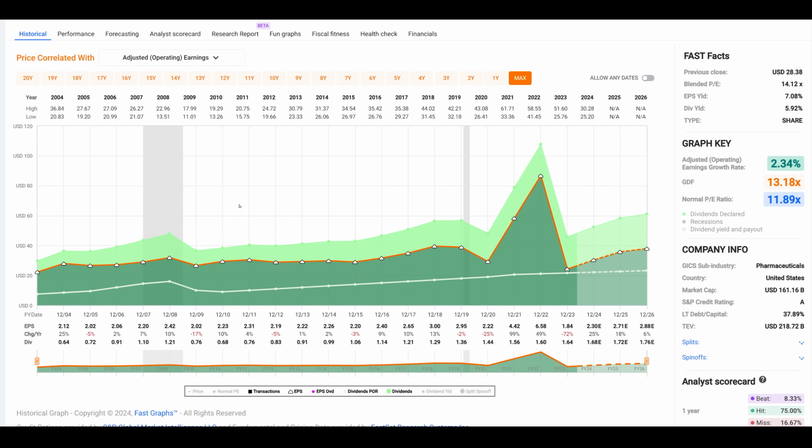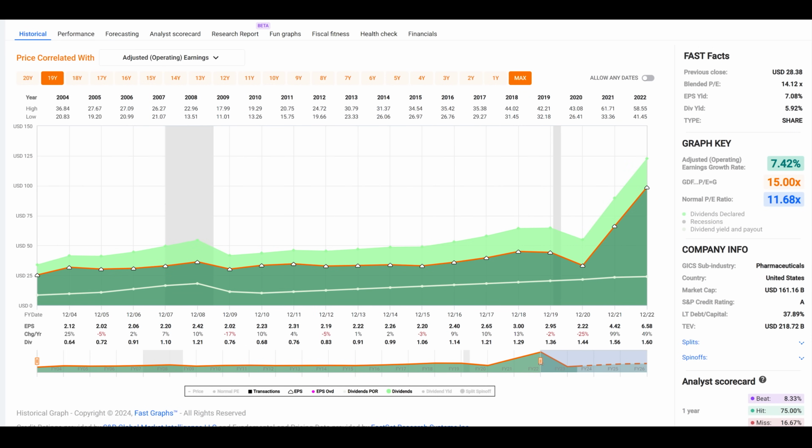But this is an analytical tool, this thing called FASTgraphs, and it's the dynamic nature of it that makes it so much easier for investors to analyze stocks when they have the opportunity of subscribing to this tool. So let's use the scroll bar here and scroll back to the peak of Pfizer's earnings, when they earned $6.58 in 2022. And this, of course, was primarily attributed to the vaccines that Pfizer was offering for COVID.